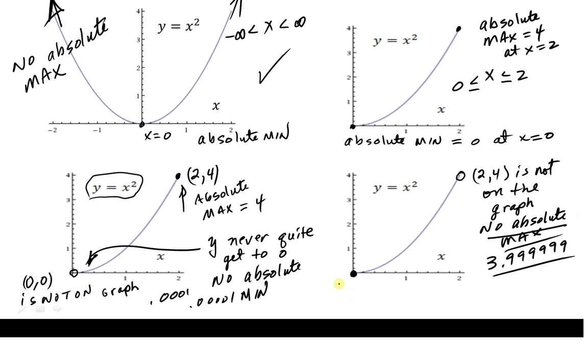However, since the point (0, 0) is on the graph, there is an absolute minimum.